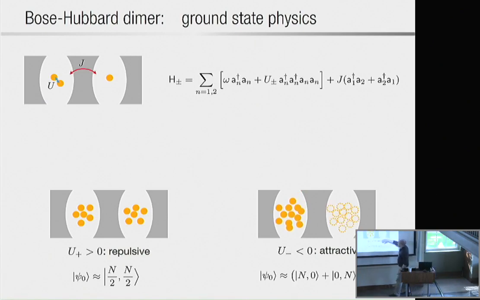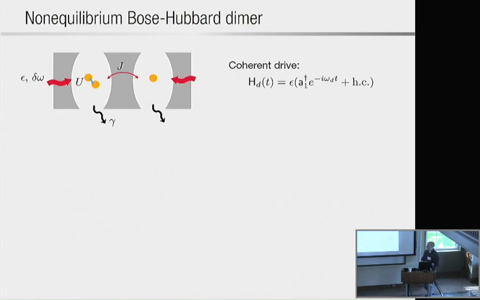But of course, if you have a little bit of hopping, then you get a coherent superposition of all of them on the left and all of them on the right. And now we listen to Benjamin, and be prepared that in this non-equilibrium setting, things might be different.